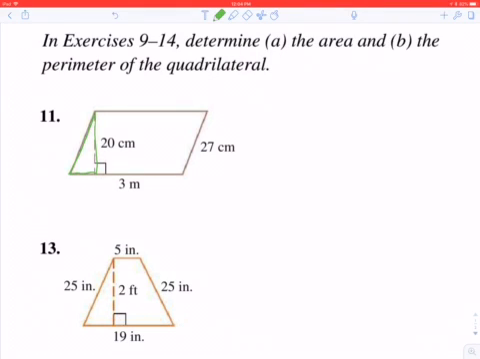Let's look at this part right here. Say we were to cut that, take that off, and then move it over here. Notice what the basic shape is. It's basically a rectangle.